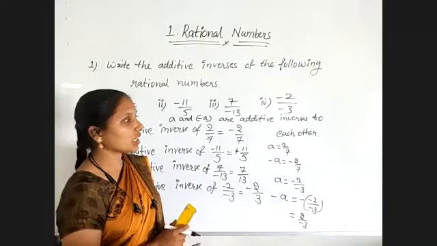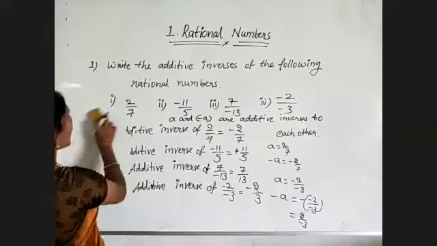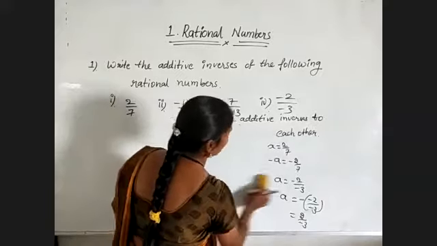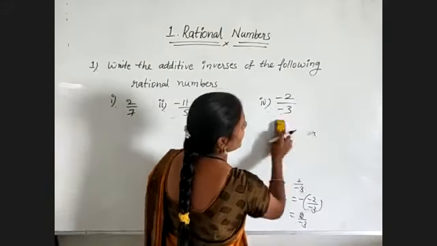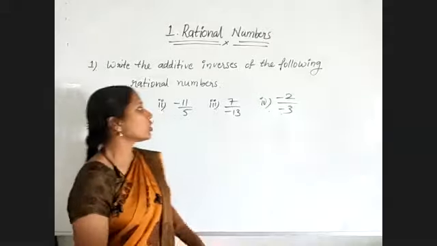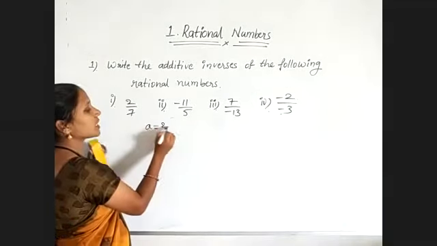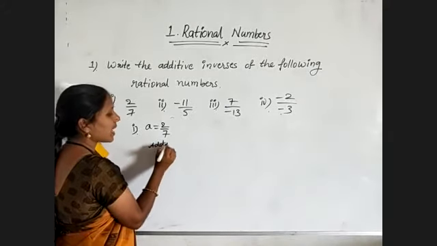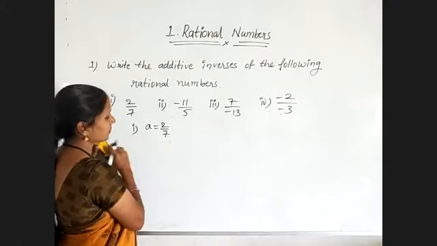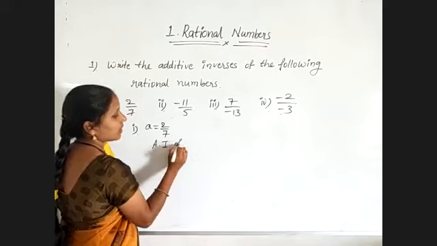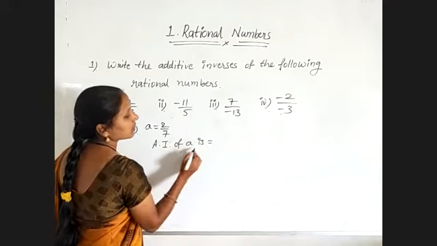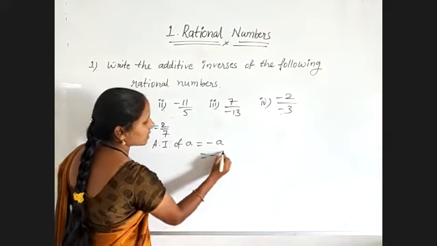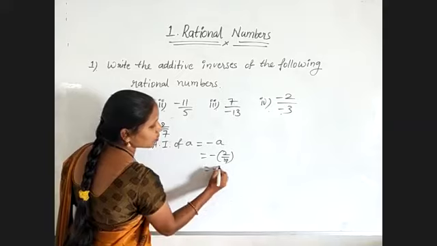So I hope you understood well. If you are unable to identify which one is positive, which one is a negative rational number, then use the formula a and minus a. Both are said to be additive inverses. So for the first question, a value is 2 by 7. So the additive inverse of a is minus a. So minus of 2 by 7, that is nothing but minus 2 by 7.